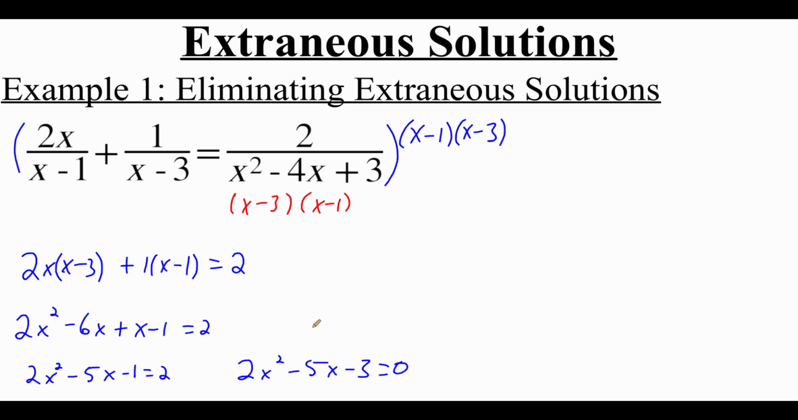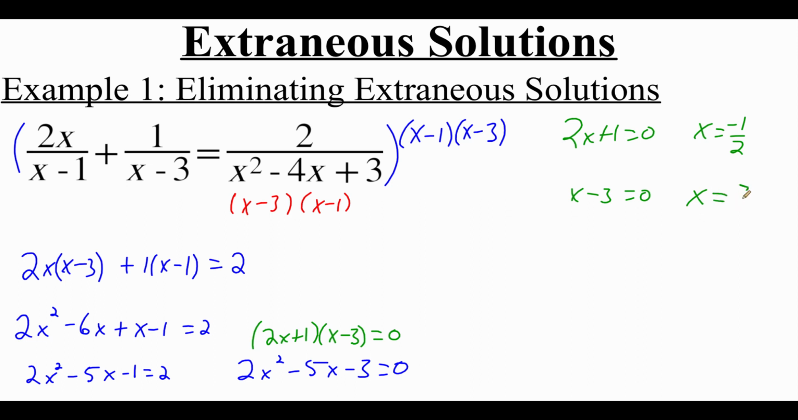Now as we're looking at this quadratic, it is actually factorable. This would factor into 2x plus 1 and x minus 3. So if I set those equal to 0, on the first one I would have to subtract the 1 over and then divide by the 2, so I would get x equals negative 1/2. And on the last one I would have to add that 3 over to the right-hand side, so I get x equals 3.